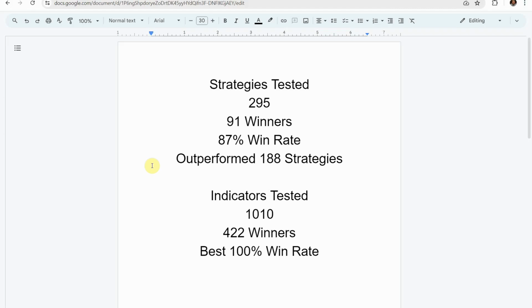The best one so far was able to achieve an 87% win rate. That was achieved using the Academy of Forex indicator. And so far, since we've been keeping track, it has outperformed 188 of the other strategies that we have put it up against, every single one so far. We've also tested a total of 1,010 indicators, with 422 of them being winners.